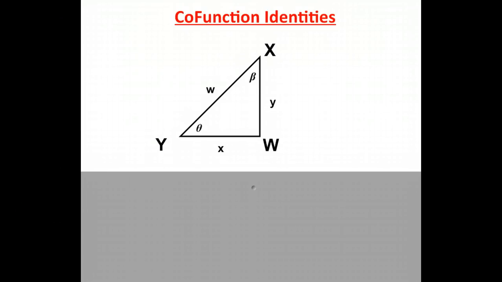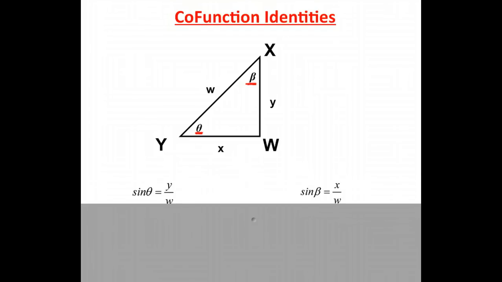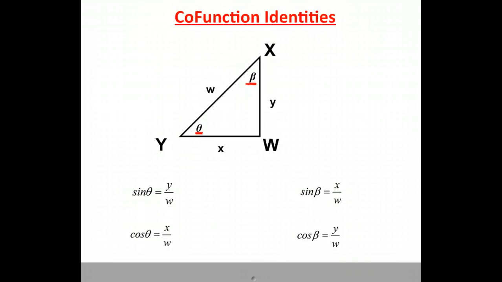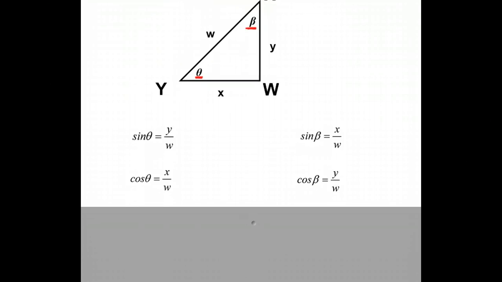Now, the last set of identities that we're going to talk about right now are known as the cofunction identities. Again, to discover the cofunction identities, we're going to go back to our right triangle, triangle XYW with side lengths x, y, and w. And we've labeled both of the non-right angles in our triangle. We have angle theta and we have angle beta. Now if we look at the sine and cosine values of both theta and beta, we can see that the sine of theta is equal to y over w, and the cosine of theta is equal to x over w.